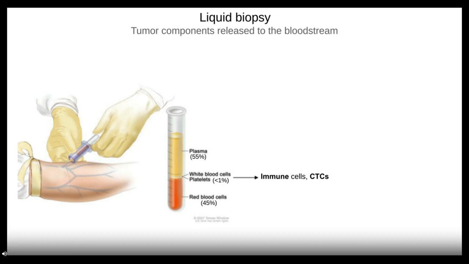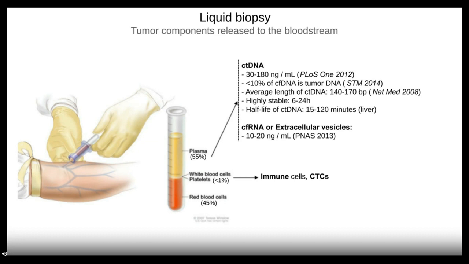And in plasma, what you have is ctDNA and the vesicles that I mentioned before. For ctDNA, the concentration is very variable. For most of the cases, less than 10% of the DNA that is in the blood comes from the tumor. And this is probably an overestimation. It's likely less than 5 or even less than 3%.